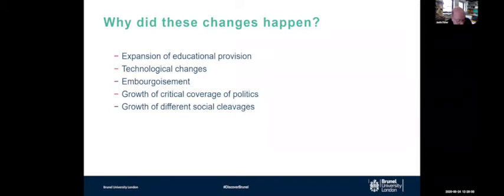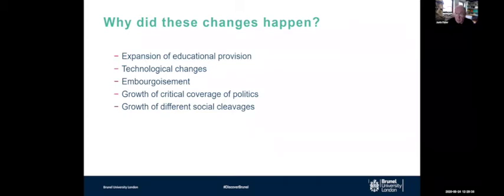Now, there is an argument that says that's actually gone too far. But the reason it matters in this context is because this sort of critical coverage has meant that people are more able to challenge their existing beliefs. If they were Labour supporters and they see Labour politicians being savaged, this may lead to a decline in loyalty, and ditto if they're Conservatives. And then fifthly, we've seen a growth in different social cleavages in Britain.